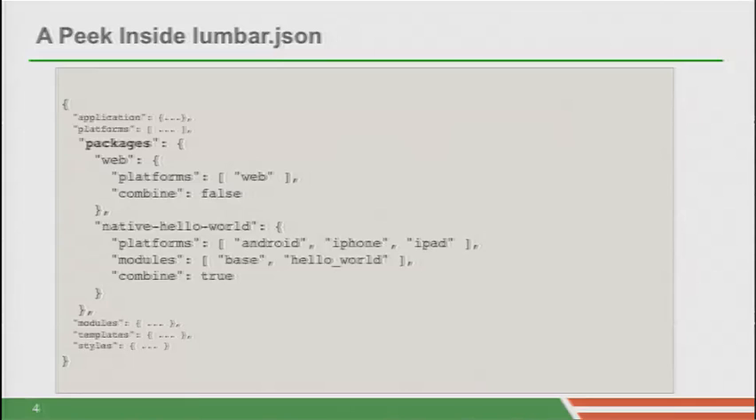And so in the case of the web, what we're going to have is the base.js, and we're also going to have Hello World.js. Those are going to get sent to the client. In the case of native Hello World, I've said combine true, so we're going to get a single one that's sent to the client.